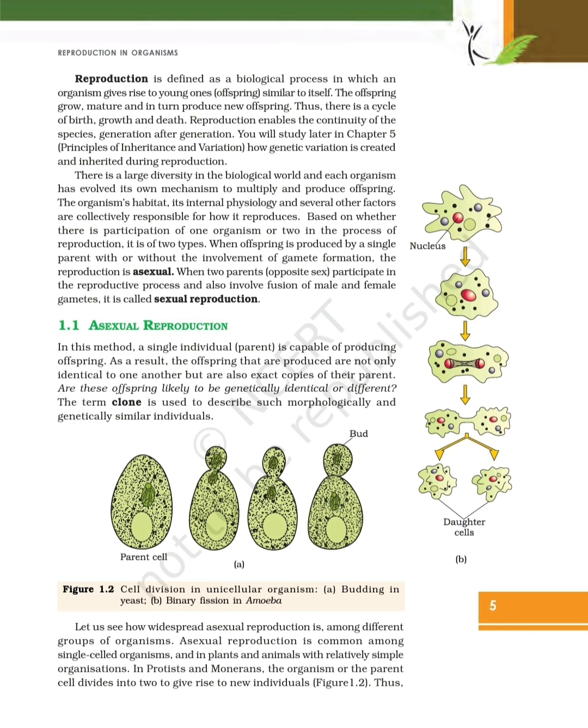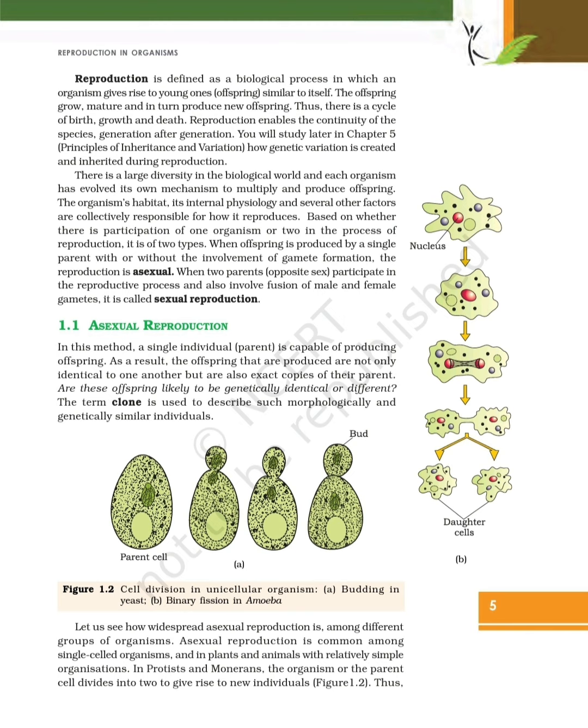There is a large diversity in the biological world, and each organism has evolved its own mechanism to multiply and produce offspring. The organism's habitat, its internal physiology, and several other factors are collectively responsible for how it reproduces. Based on whether there is participation of one organism or two in the process of reproduction, it is of two types. When offspring is produced by a single parent with or without the involvement of gamete formation, the reproduction is asexual. When two parents, that is, of opposite sex, participate in the reproductive process and it also involves fusion of male and female gametes, it is called sexual reproduction.